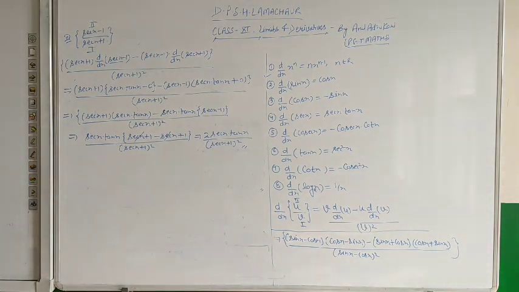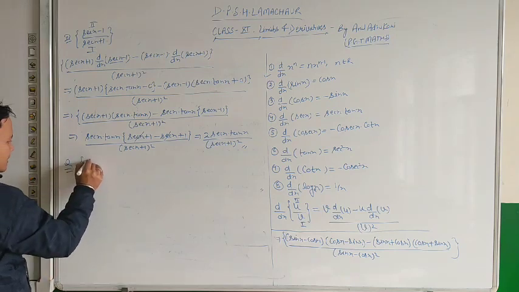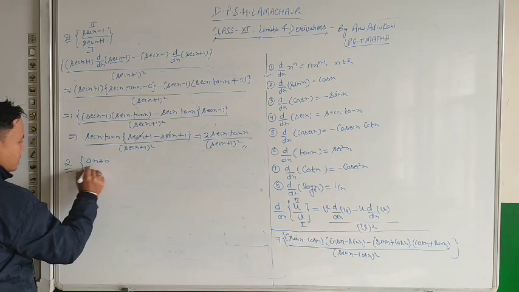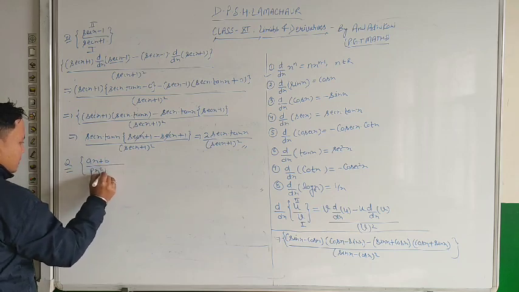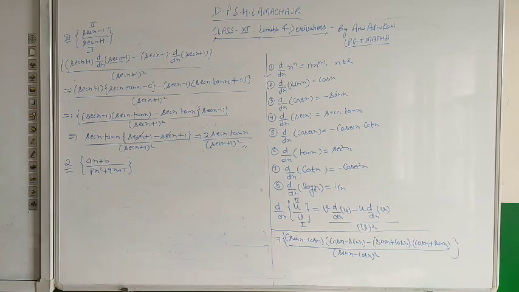Now the next question I am going to take here is ax plus b upon px square plus qx plus r. Next function is given as ax plus b upon px square plus qx plus r. This is the function we have been given, and we need to find the derivative of it.